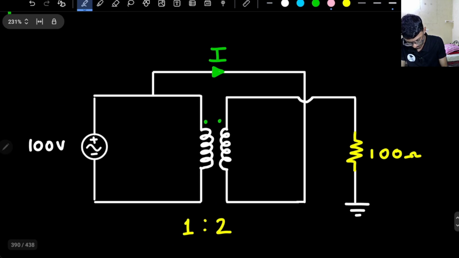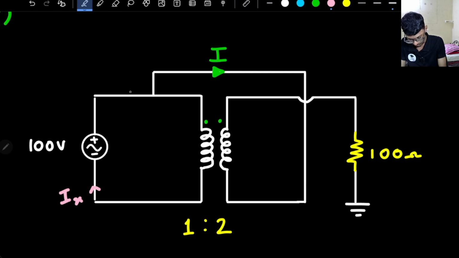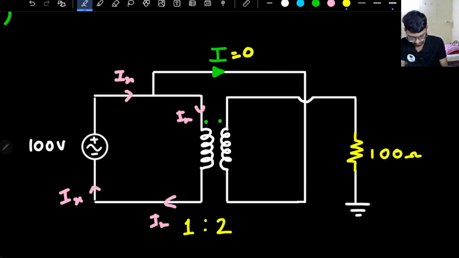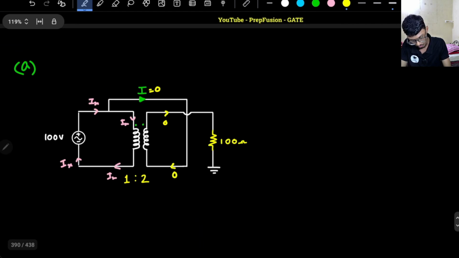So what I observe is, let's say the current Ix is flowing from here, the same current should flow from here, Ix. So whatever current is coming from here and here, both are the same. So actually in this branch there is no current. If in this branch there is no current, then here there is no current, and then the output also has no current. So here there is no drop, basically zero current. Okay, so in this first case the current is 0.